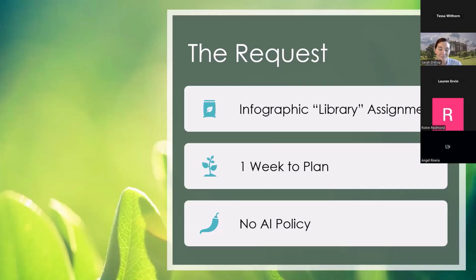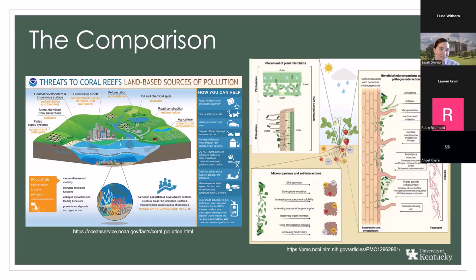So I wanted to target reduction of AI usage and do some in-class work with those students. So I talked about researching in databases, how we're finding primary sources, and then I also talked about infographics. I showed them two different infographics and asked them, what is this infographic telling us? Who is this infographic for?